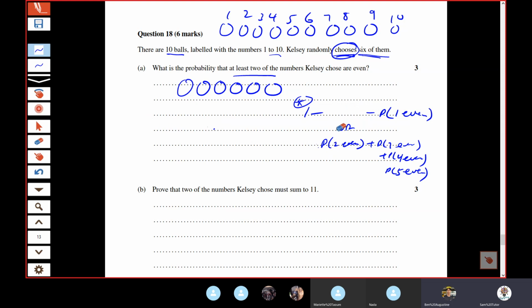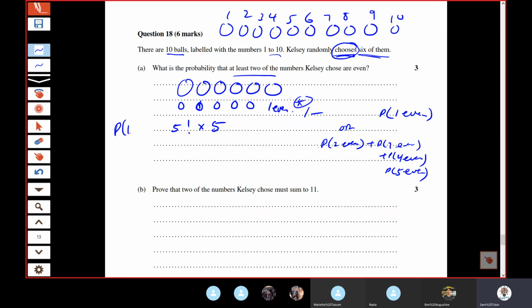So there'll be 1 minus a probability of 1 even. That means all odd, odd, odd, odd, odd, and 1 even. So all odd would be 5 factorial, 5, 4, 3, 2, 1, times one of the evens. So one of the evens would be times 5 or 6. Do you understand that? Do we get my logic there?